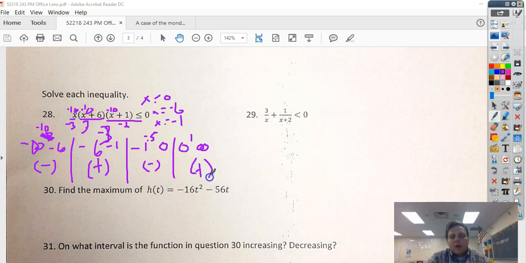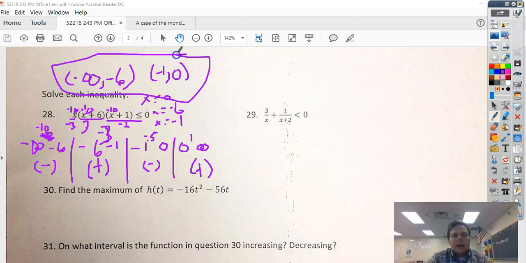So now we go back to the actual question at hand. It wanted us to be less than or equal to 0. So what x values gave me y values that were negative? Because that means less than or equal to 0. Negative infinity, negative 6, and negative 1 to 0. So that is your answer set. This is it right here. Bam. All right, moving on to problem 29.